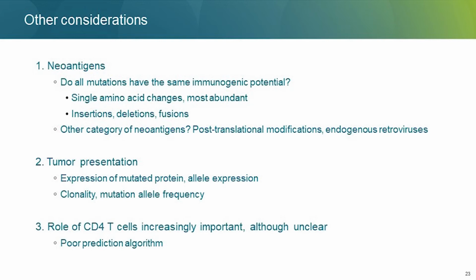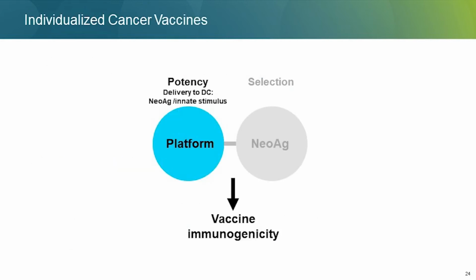Although, on the other hand, what has been interesting is that the vaccines appear to be better at eliciting CD4 T cell responses than CD8 T cell responses. So we may not need to have a very good prediction algorithm for the CD4 T cells. This has to be seen in the future. So I'm going to switch gears now and discuss vaccine platforms.